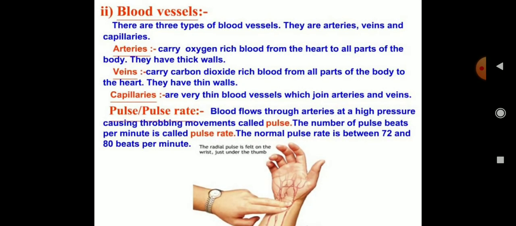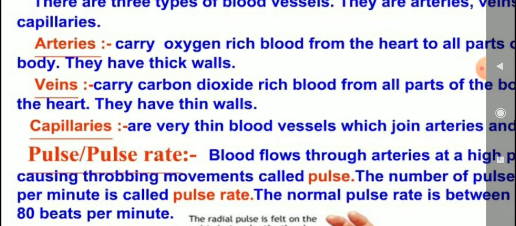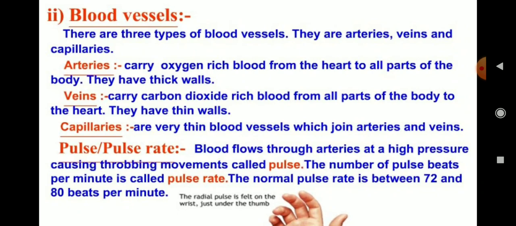Okay, next one, blood vessels. There are 3 types of blood vessels. What are the 3 types of blood vessels? Arteries, veins and capillaries. Listen, there are 3 types of blood vessels: arteries, veins and capillaries.